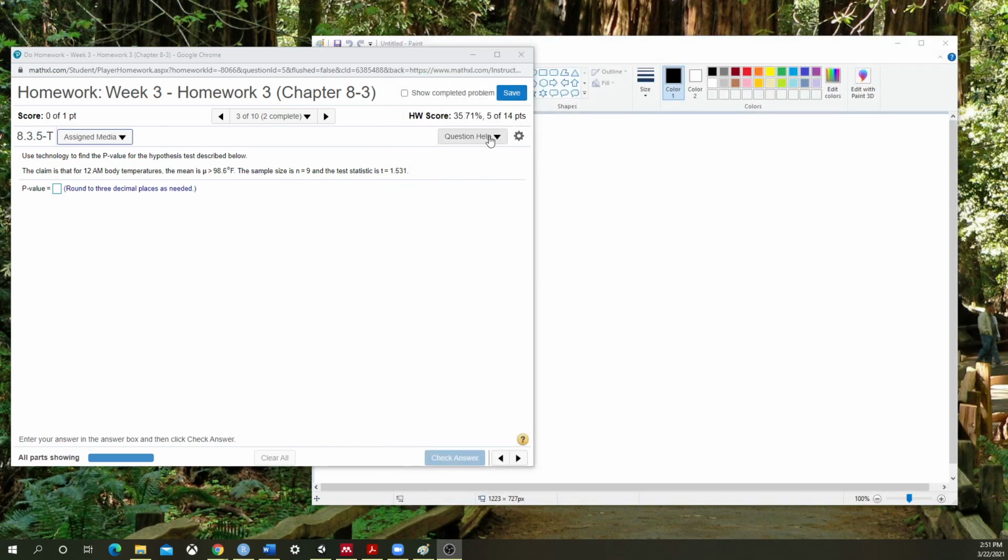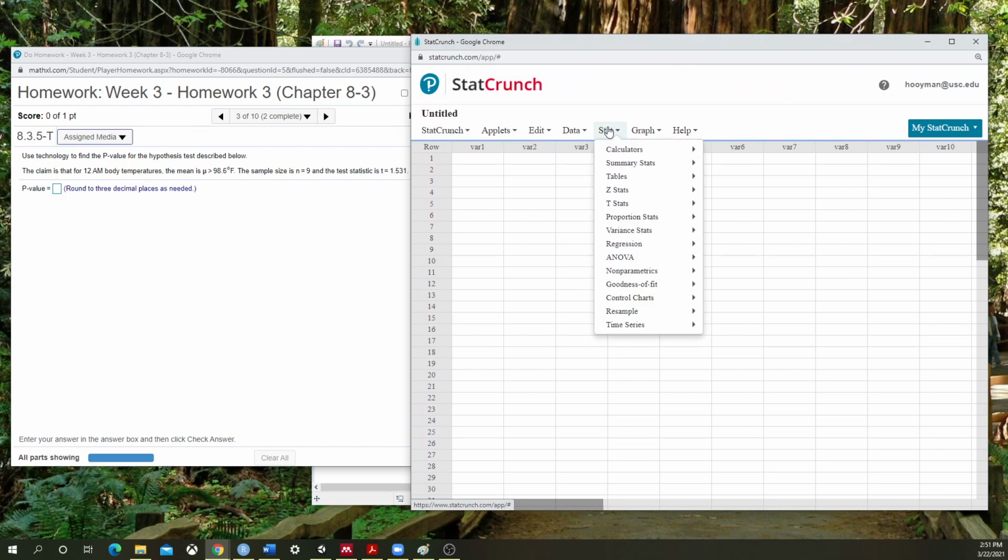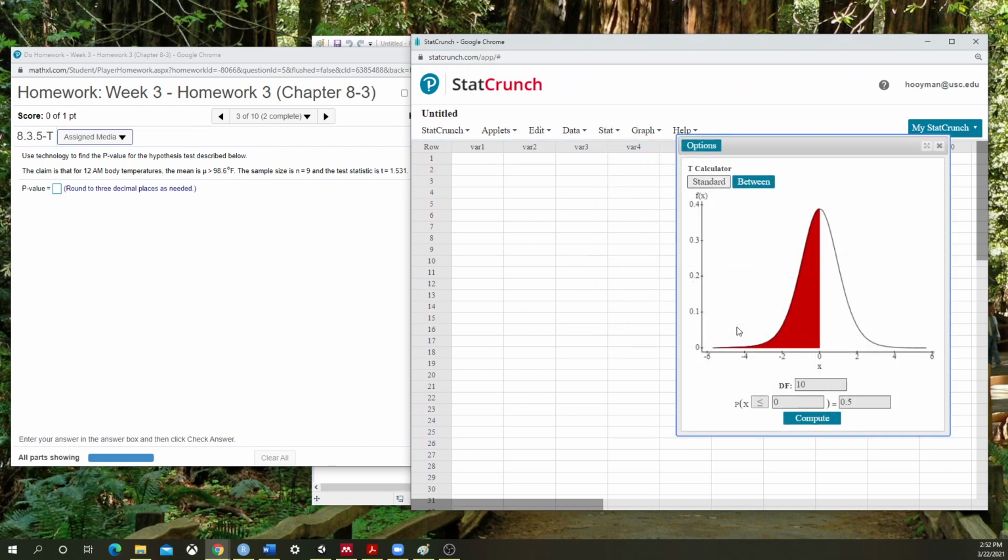So first I'll close this just for simplicity. I'm going to go back, open StatCrunch, opens up in a different window. Here it is though. I'm going to go Stat, Calculators, T. Okay, and now I'm going to make sure that I update all the fields here so that they're accurate. So the claim is that it's greater than. That's the first thing I want to do. It's going to shift it all to the right.